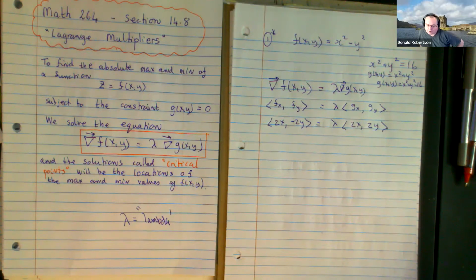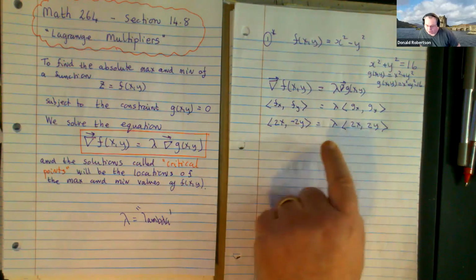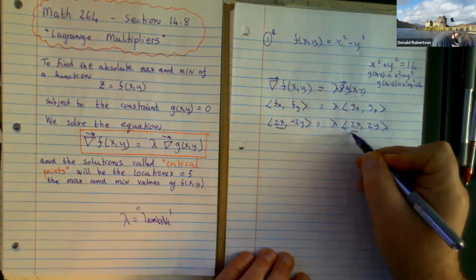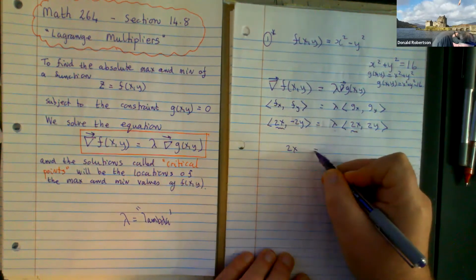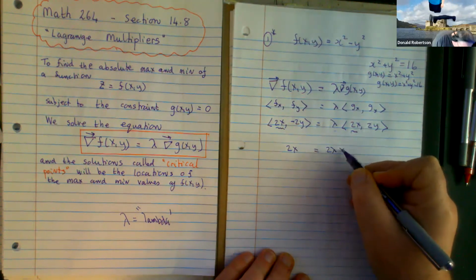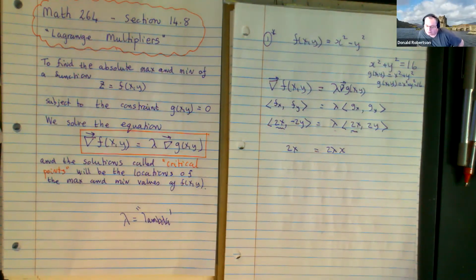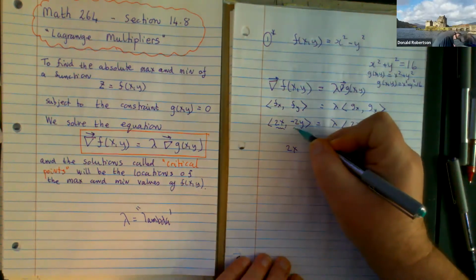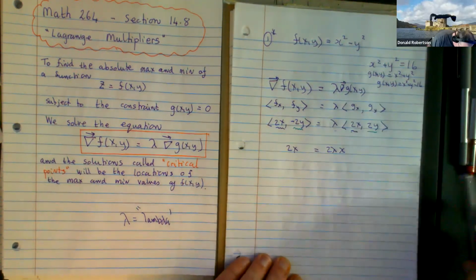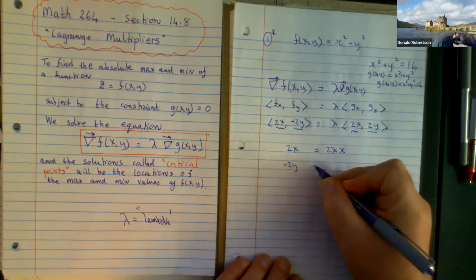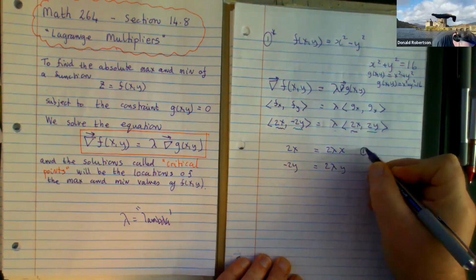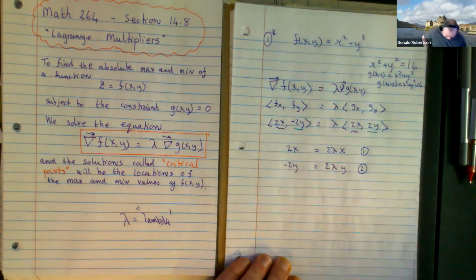Now, what I'm going to do is basically break this into a system of equations. So if you match this guy with this combination, 2x will have to equal 2 times lambda x. Are you good with that? Now, if you match the second value, which is this and this, you get the relationship that negative 2y has to equal 2 lambda y. And I'm going to call this equation 1 and this one equation 2.